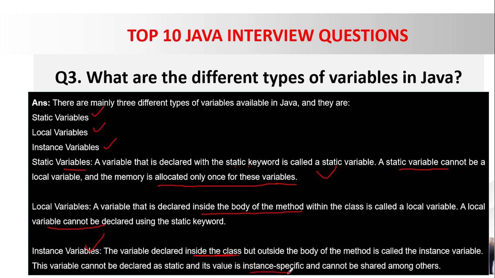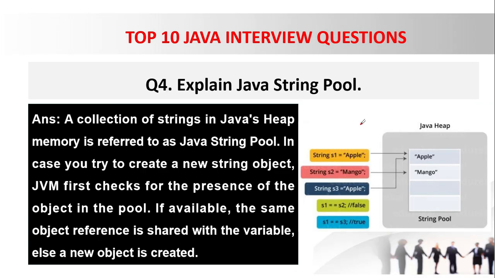Instance variable values are not shared among other instances. Static variable values are shared among all the instances of a class, but instance variable values are created separately for each of the instances. So these were the types of variables in Java. Let's move to question number 4.